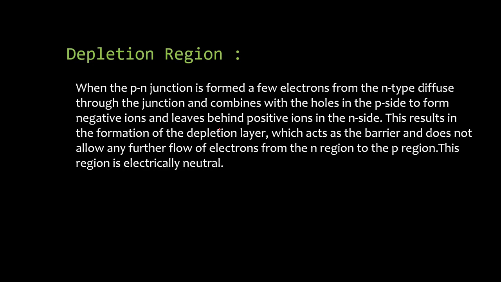So there are some positive charges and negative charges which make an electric field, and that electric field does not allow further electrons to move from N-type to P-type. This depletion region acts as a barrier. The depletion region from the center is electrically neutral as it does not contain any charge.